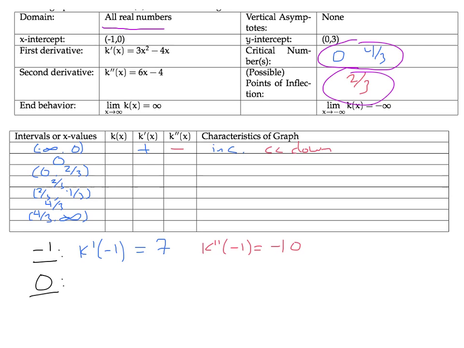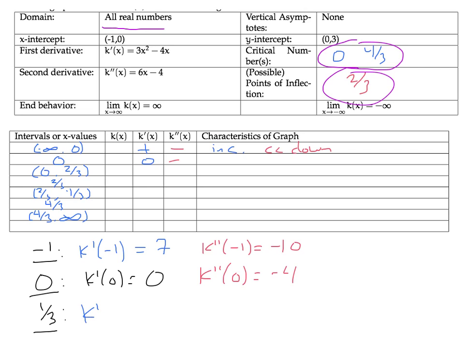We test 0. We can actually put these into our functions and see what happens. If we test 0 in our derivative, we get 0, which isn't terribly surprising, I guess. And if we test it in our second derivative, well, we get -4, so we still get a negative value. Next, we pick our favorite number that happens between 0 and 2/3. I'm going to go with 1/3 as my favorite value.